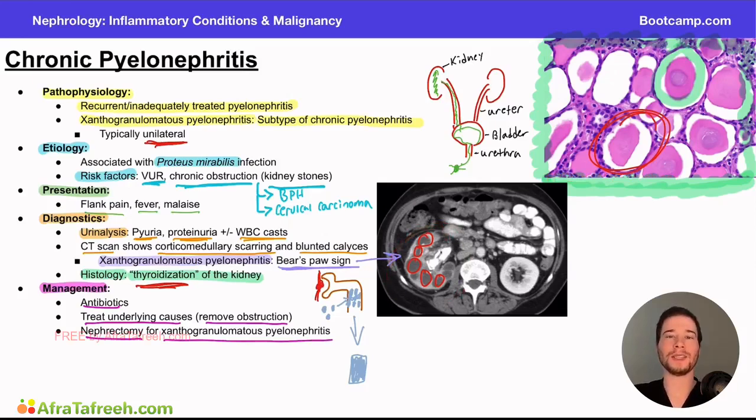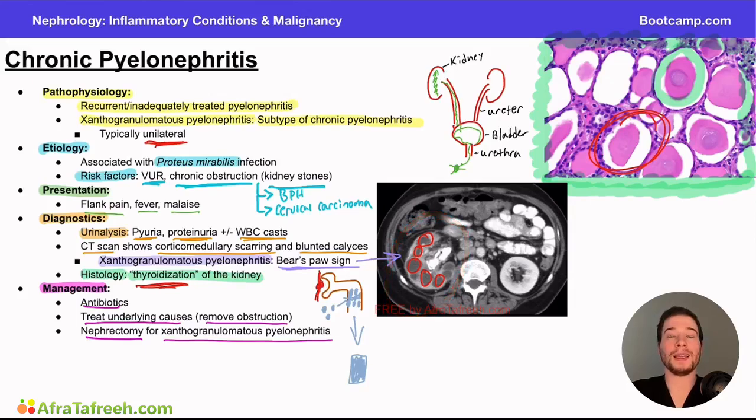So a classic vignette for this type of pathology might include a 67-year-old patient who presents with recurrent urinary tract infections. They have a history of 3 cases of pyelonephritis within the last 12 months, and they've been treated with antibiotics each time successfully. However, the patient is presenting with similar signs and symptoms, flank pain, fever, and so the clinician orders a urinalysis and a CT image to look for any obstructions in the urinary tract system. On the CT, they might show you this image, which is why I want you to be familiar with it.